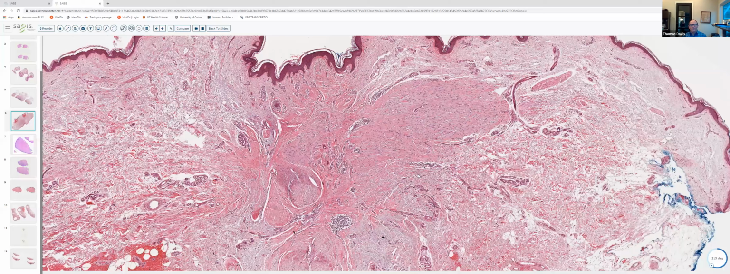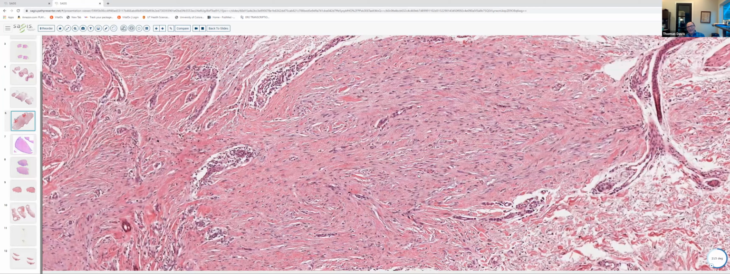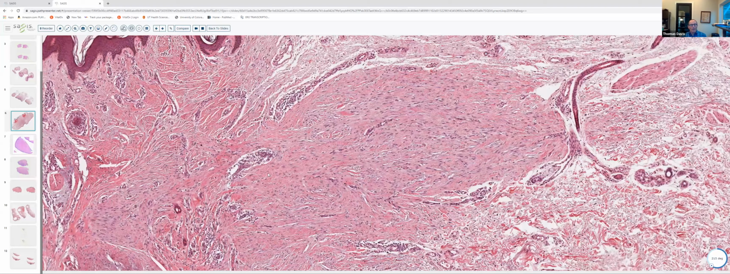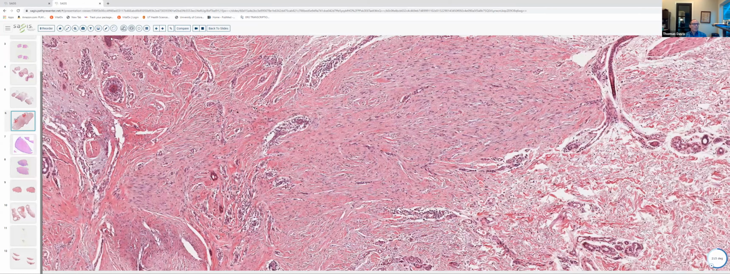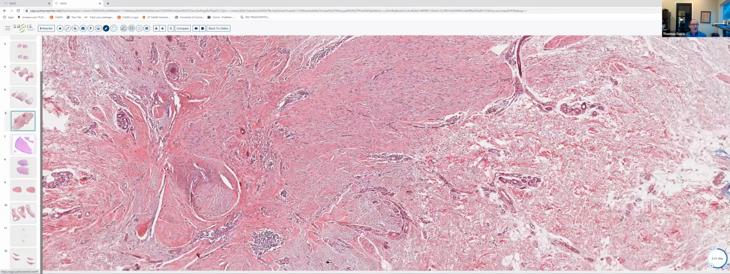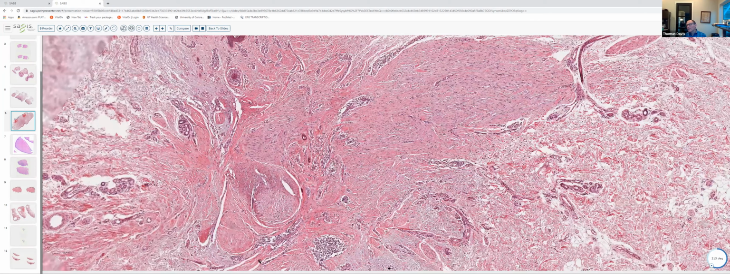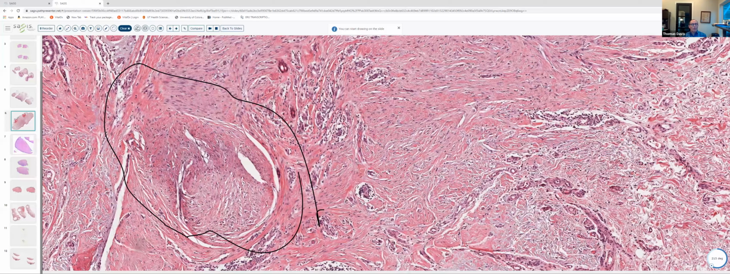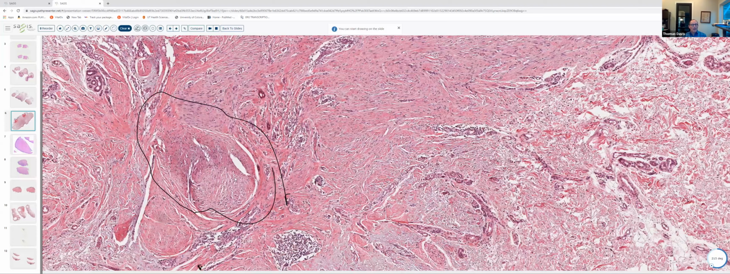If we move to higher power, very similar to the last case, we see an increased number of fibroblasts and we see thickened collagen bundles. But in this case, rather than being arranged parallel to the dermal epidermal junction, we begin to see that we've got nodules and whorls, not only of fibroblasts, but thickened collagen bundles. And so we don't have that nice parallel arrangement, nor are the vessels all perpendicular to the epidermis.